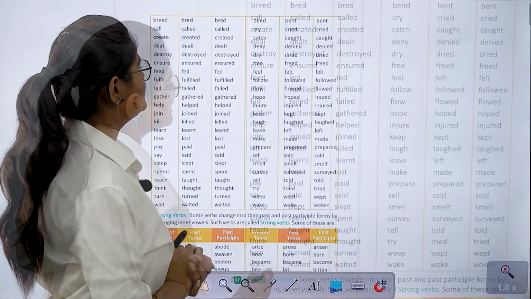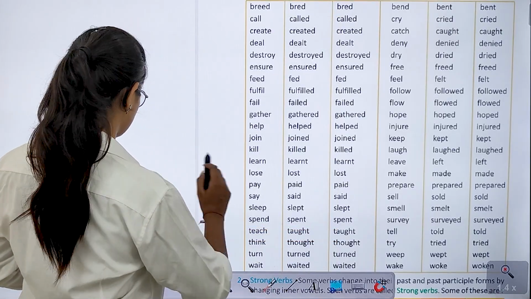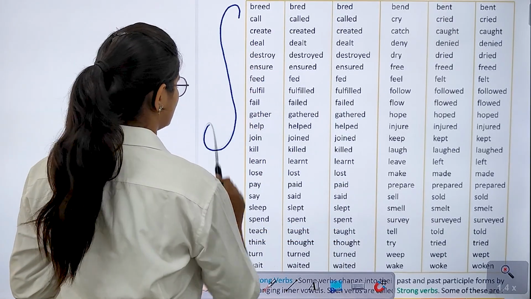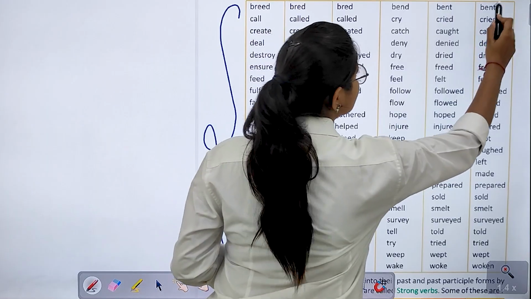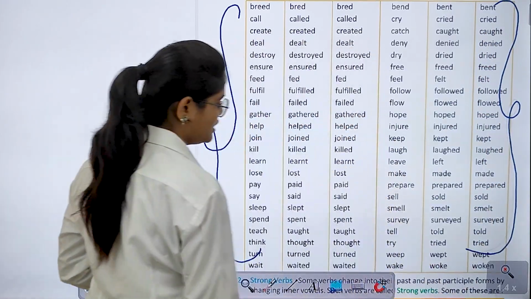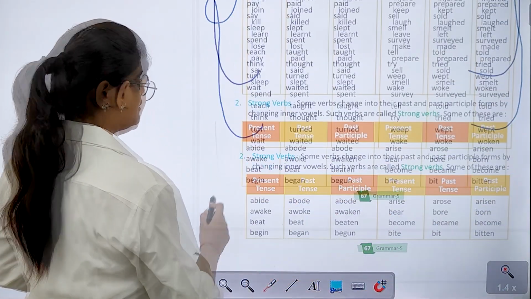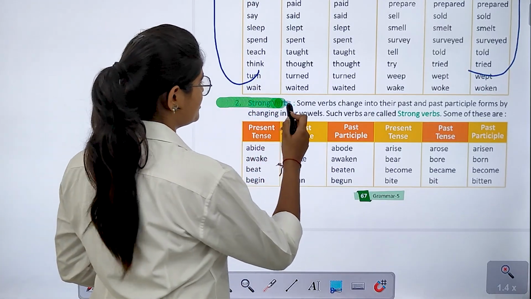After that, let's move ahead. We have been given some more examples of the weak verbs. So you all have to read it as your homework, right? Let's move ahead. So the next form of the verb is the strong verbs.